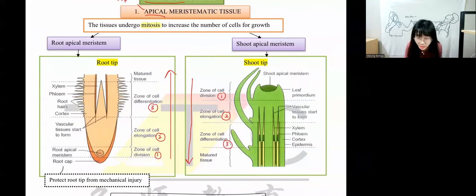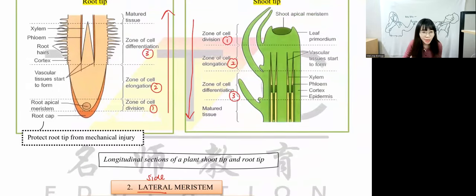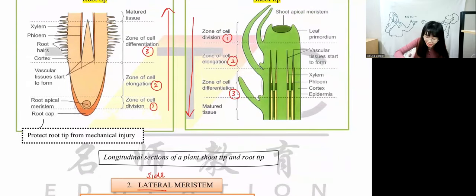We will start with the root tip first. What is at the root tip? The root tip's outer layer is covered with a structure called the root cap. The function of the root cap is to prevent the root tip from mechanical injury.